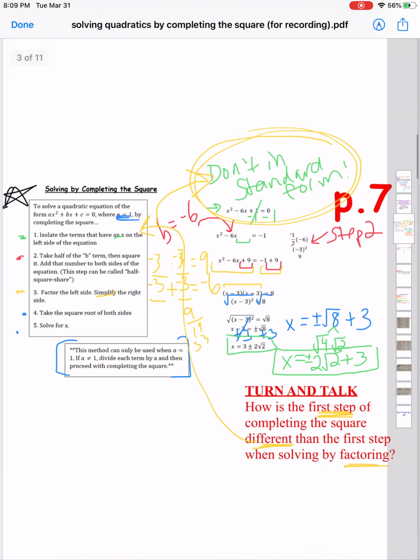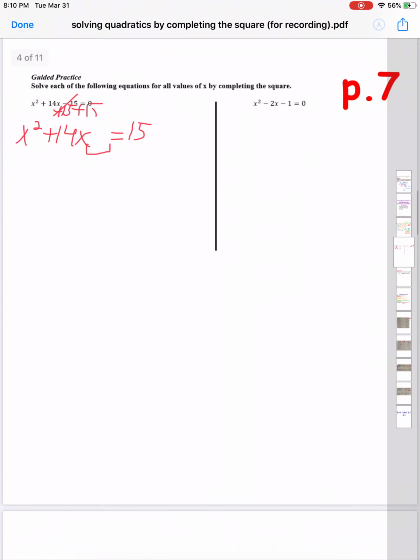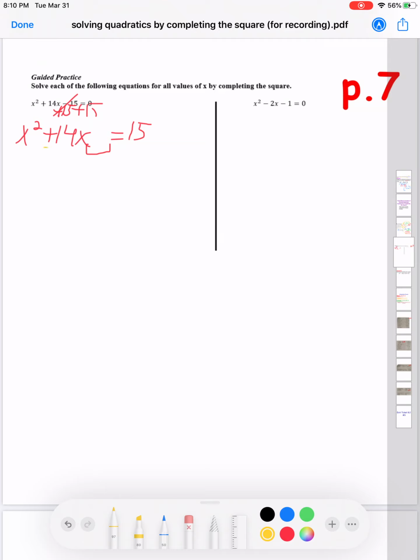Looking back at our notes, step 2 says take half of the b term, then square it, add that number to both sides. This is called half square share. So in this method, I take my b term, which is 14. I'm going to do this down here off to the side. Taking half of 14 gives us 7. Squaring that gives us 49, and then I'm going to share that number on both sides. So I'm going to add 49 to both sides of my equation. Again, to go through that step one more time, I took my b term, which is 14, I took half, I squared it, and then I shared it. So now both sides have a 49.